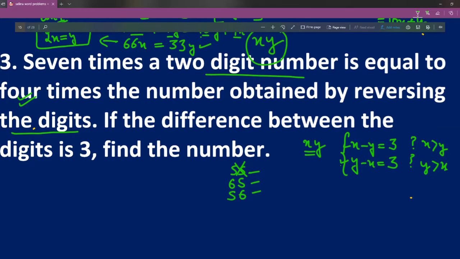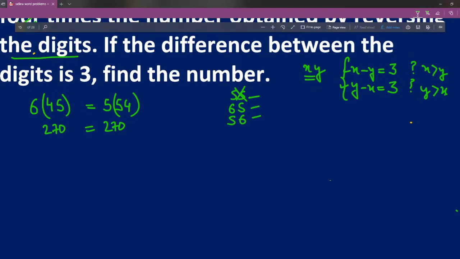Let us take an example to further illustrate. Let us take an example of a number like 45. Now 45, if I reverse the digits, becomes 54. Now 45 and 54. So I need to multiply 45 by 6 and 54 by 5. 6 into 45 is 270. 5 into 54 is 270. What am I trying to illustrate here?